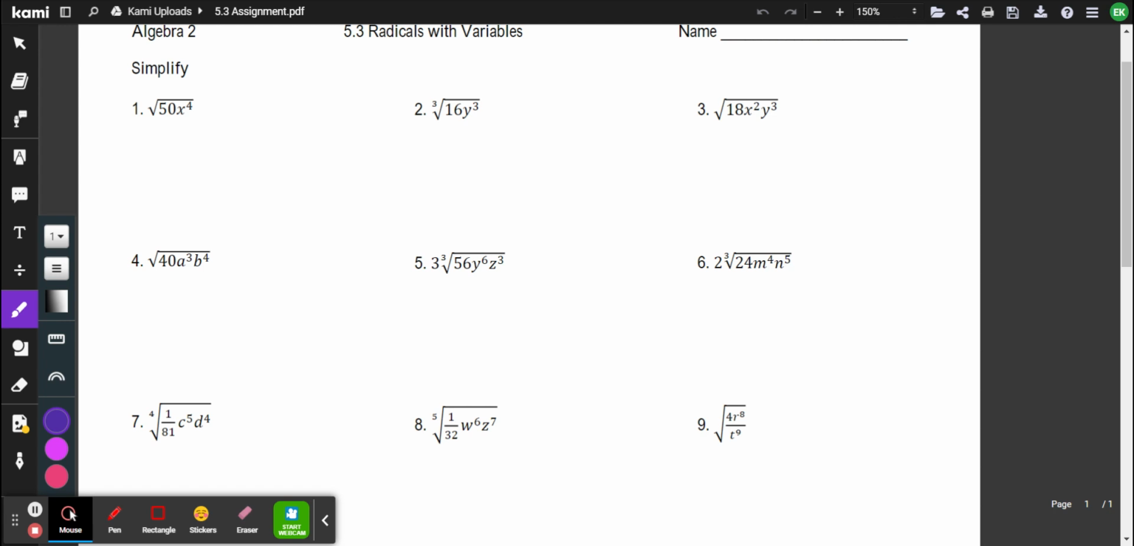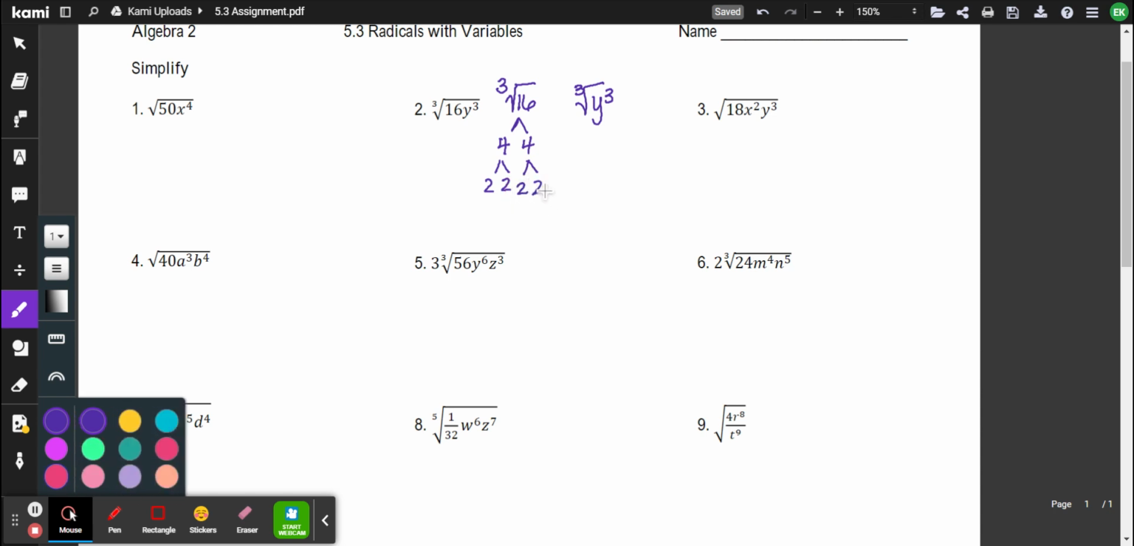So let's talk about the cubed root of 16, and then we'll talk about the cubed root of y to the third, okay? So for 16, you want to make a factor tree. Remember that the index, which is 3, is telling you to look for groups of 3. So once I make my factor tree, I can see that there's going to be a group of 3 right here. So that whole group comes out as 1, 2, right? And then I'm left with 1, 2 that's inside the radical.